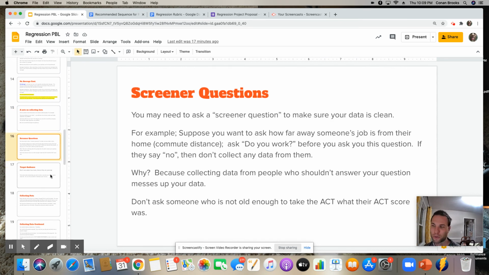You might need a screener question, because if you're going to ask about something like how often do you walk your dog, you don't want to ask people that don't walk their dog, right? So you might say, do you have a dog? And if the person says yes, you ask them the two questions. And if they say no, then you don't ask them, you move on to somebody else.